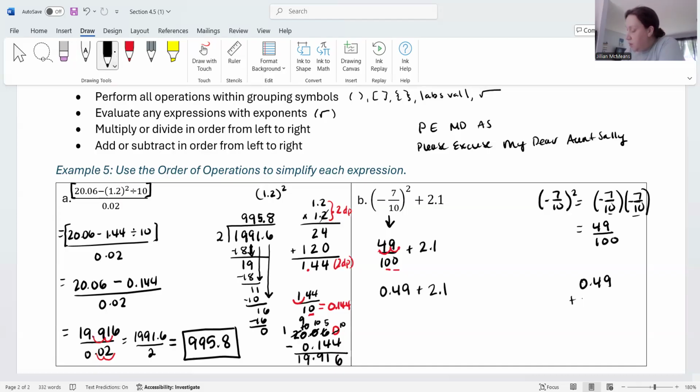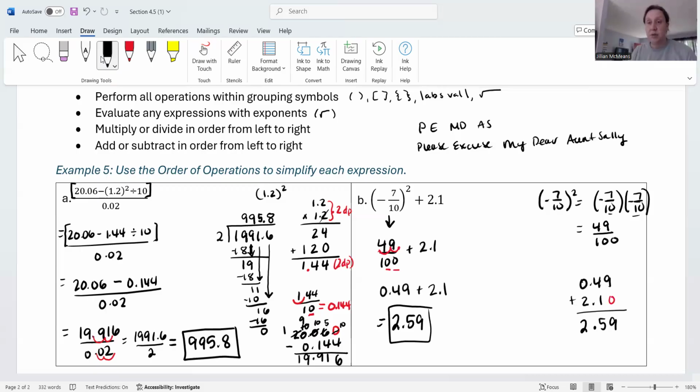So 0.49 plus 2.1. I'm going to go ahead and add my filler 0. And then I'm just going to add column by column. So 9 plus 0 is 9. 4 plus 1 is 5. Drop down your decimal. And then 0 plus 2 is 2. So this equals 2.59. So that's it. That's the order of operations.